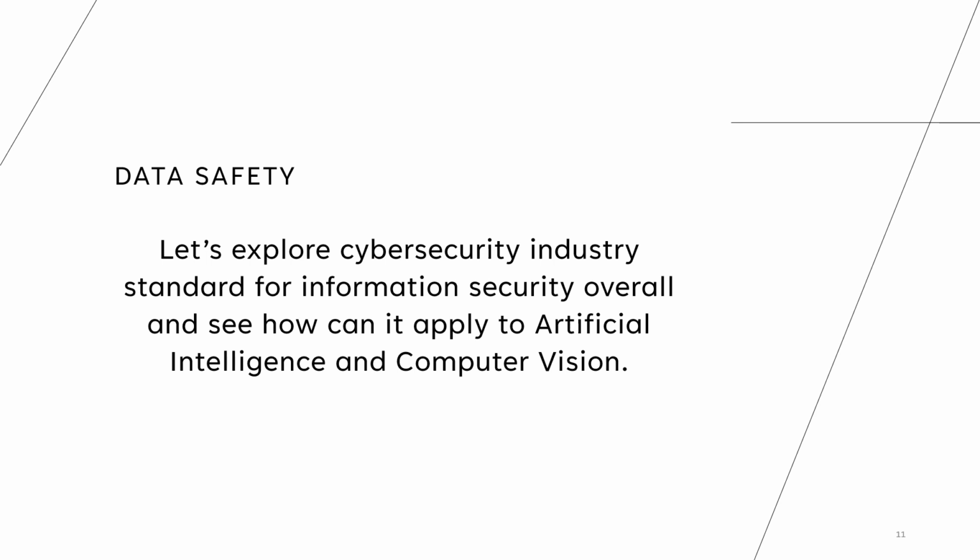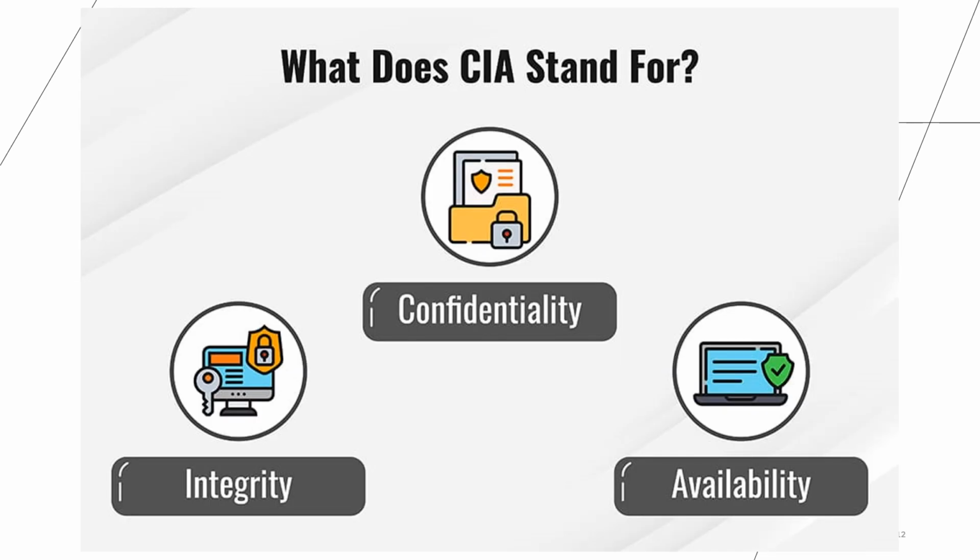From safety on the floor, we're moving to data safety. And here I would like to propose to explore cybersecurity industry standards for information security and see if they can apply to artificial intelligence and computer vision. There are three pillars of information security: confidentiality, integrity, and availability of data.